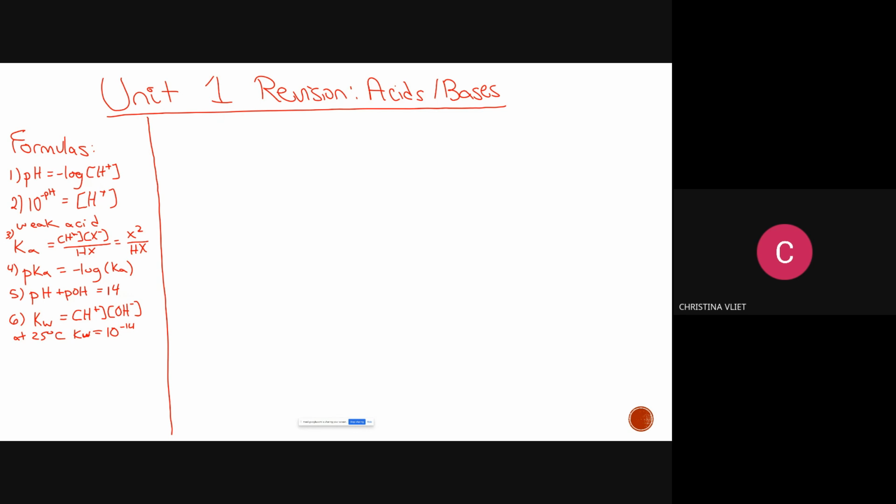Buffers. So buffers. There are two formulas for buffers. You choose which one you want to write down. You don't have to know both of them. One of them we've already seen, which is the pH equals pKa plus log salt over acid, where salt is the conjugate base that's formed from a weak acid.